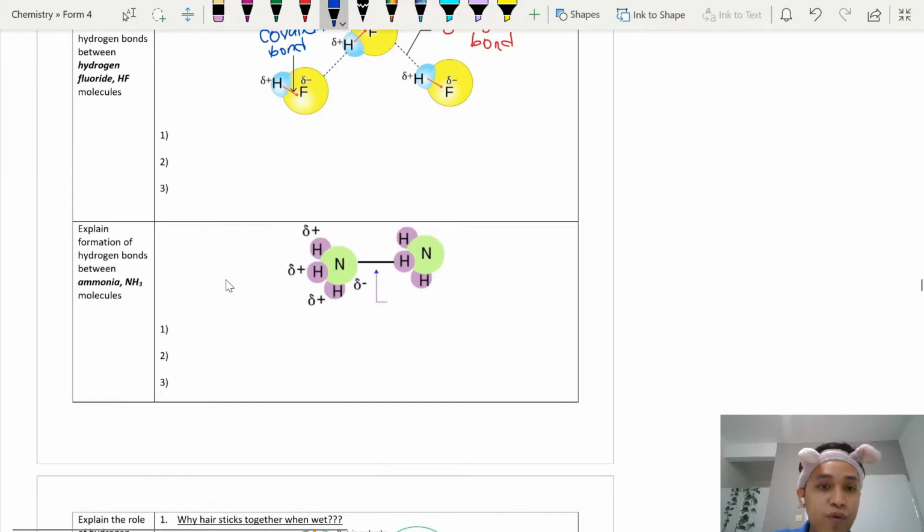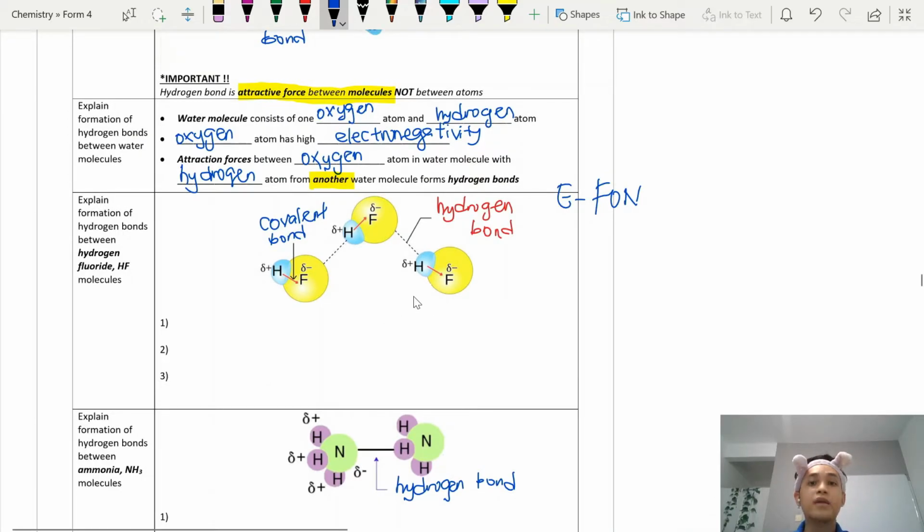And also for ammonia. So basically, you need to know how to explain the formation of hydrogen bonds between these three molecules: water, hydrogen fluoride, and ammonia. As you can see here, this one in the middle is an electronegative element, nitrogen, and then you have an attractive force. So this is the hydrogen bond.